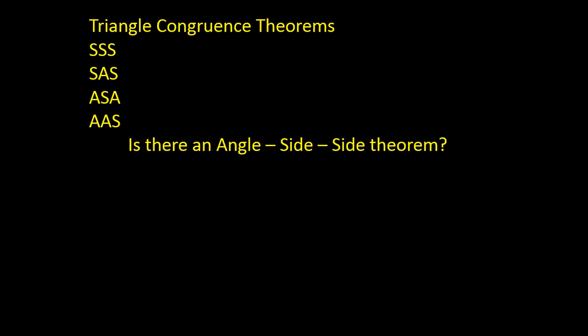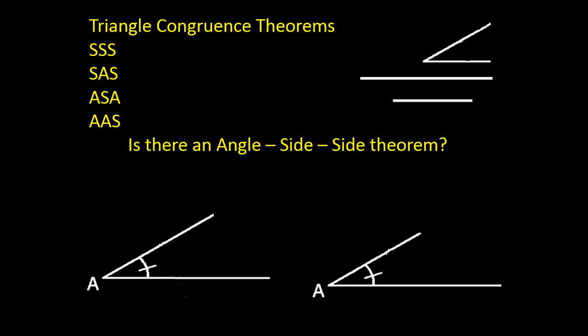But is there an angle-side-side theorem? Well, let's take a look at an example to see whether or not we can construct a unique triangle if we know an angle and a side that's adjacent to that angle and a side that's opposite that angle. So suppose we have this angle and these two sides, and we want to construct a triangle out of that. So we're going to see if we can construct two triangles that have to be congruent with these parts.